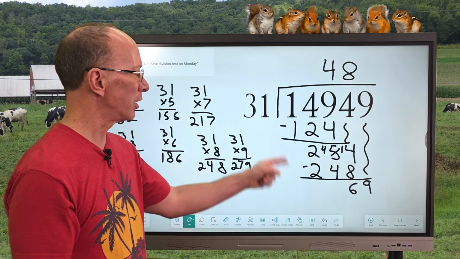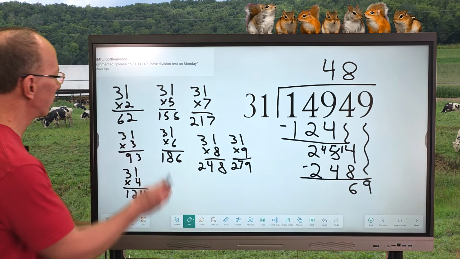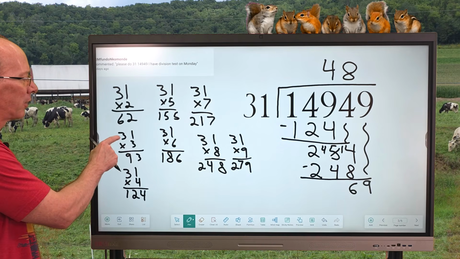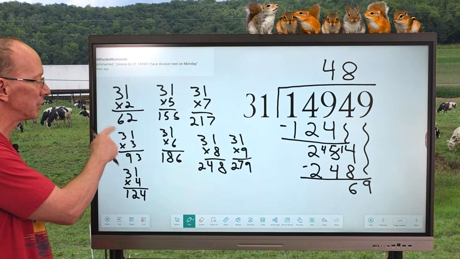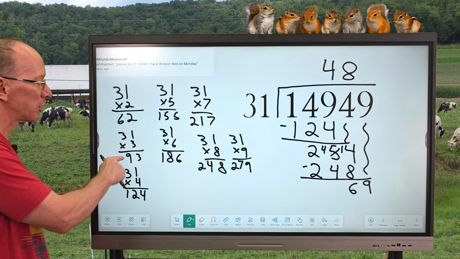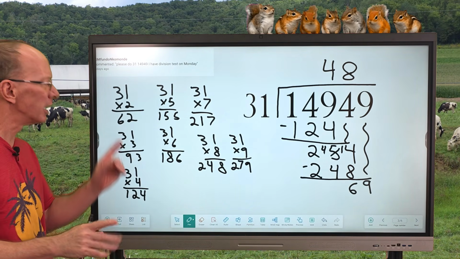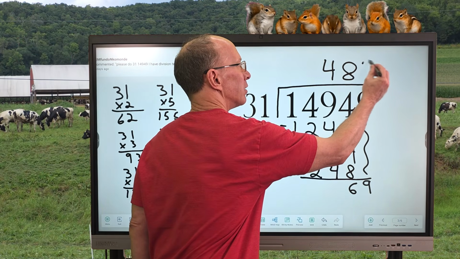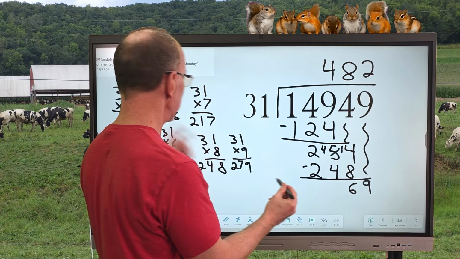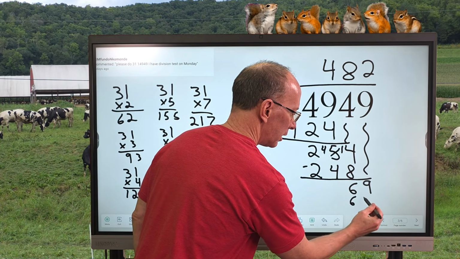How many times can I put 31 into 69? Do I have that over here? I have 62. 31 times 2 is 62. 31 times 3 is 93. Too big. Let's do the 2. Let's put the 2 right over here. 2 times 31 is 62.